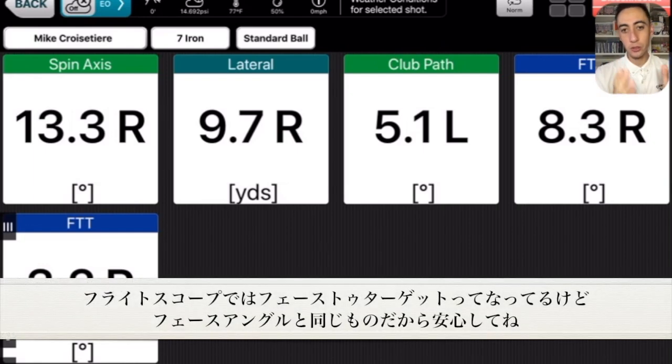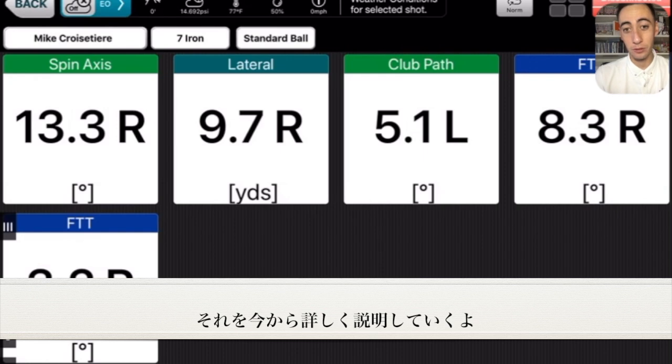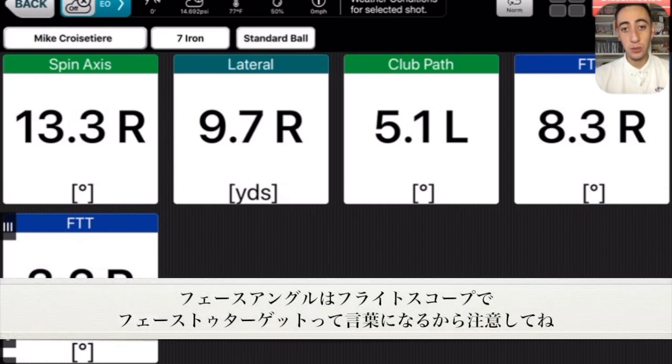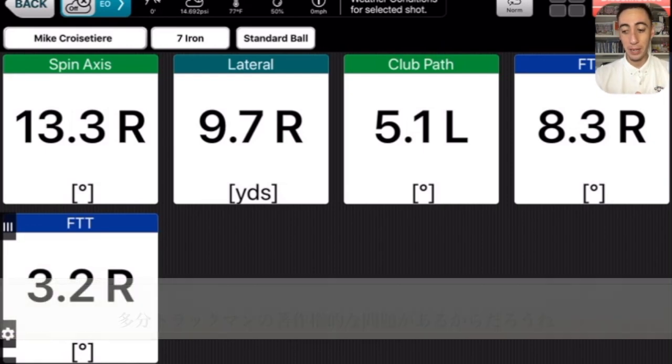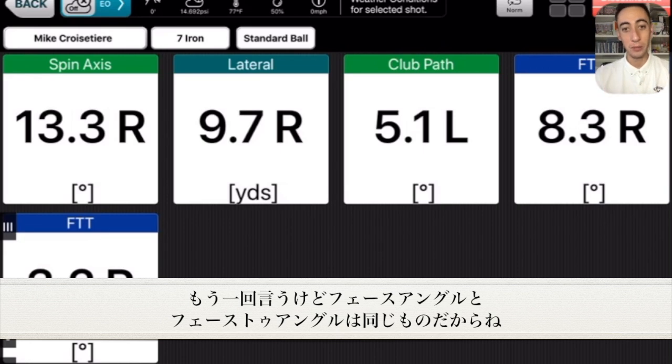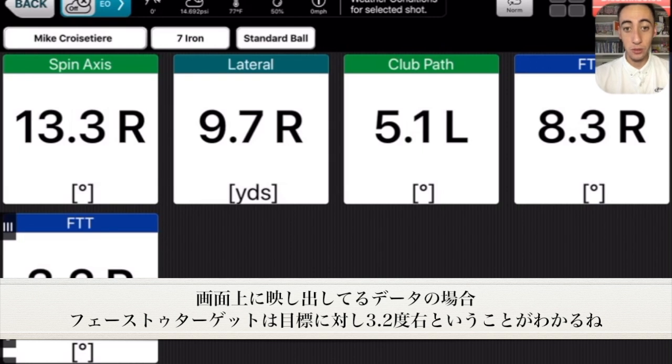Well, let's transition into talking about face to target, which is FlightScope's way of saying face angle, and we're going to break that down a little bit further. Face to target is actually FlightScope's way of saying face angle. I believe there are some copyright issues, and there's a reason they can't use face angle, because TrackMan maybe did it first. I'm not quite sure, but just know that face to target actually means face angle. In this particular shot, this player's face to target, or face angle, was 3.2 degrees to the right of the target line, right?